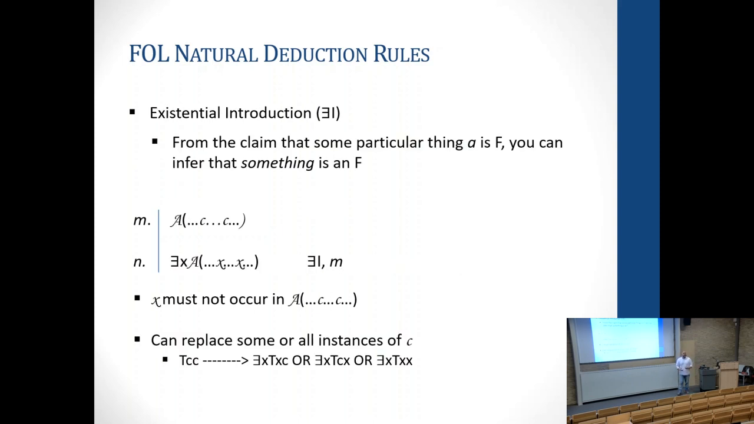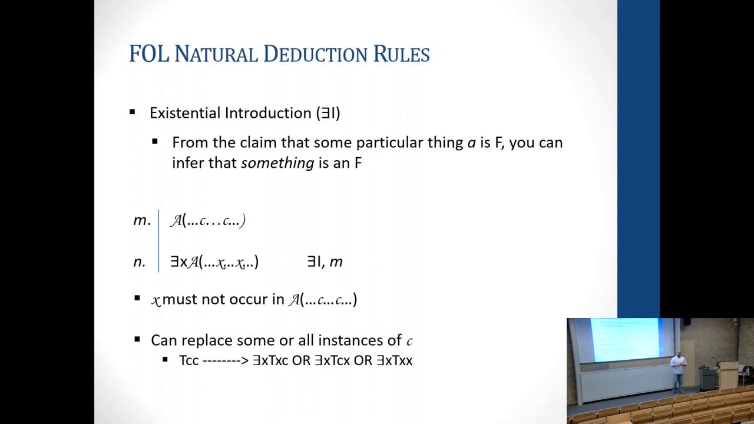The existential, thank God, is very easy. If you have a sentence featuring a name, you can replace some or all of the occurrences of the name with an existentially quantified variable. So if you have, for example, LAA, you can introduce an existential to give you there is an X such that LXA, replacing the first occurrence. Or you could replace the second and get there is an X such that LAX. Or you could replace both and get existential X LXX. All of these are equally good moves.